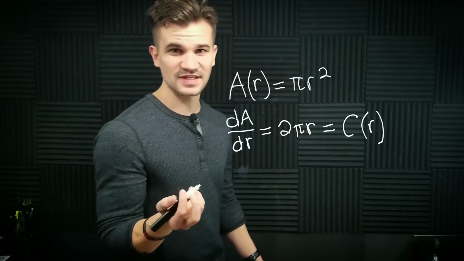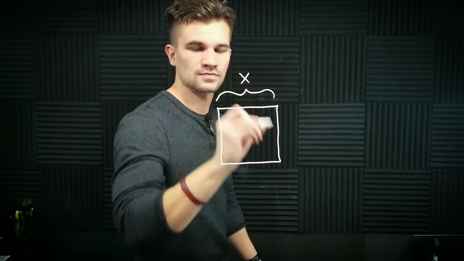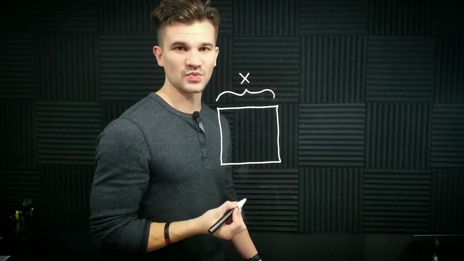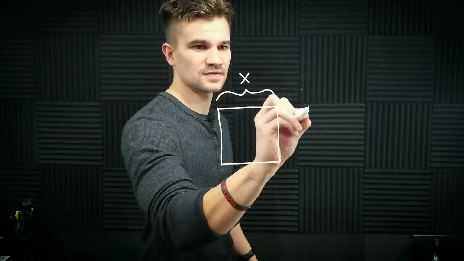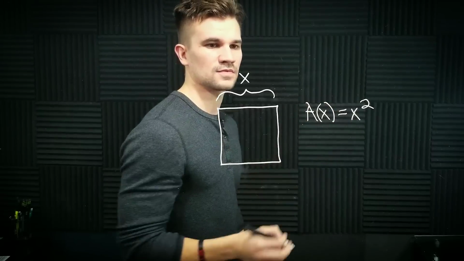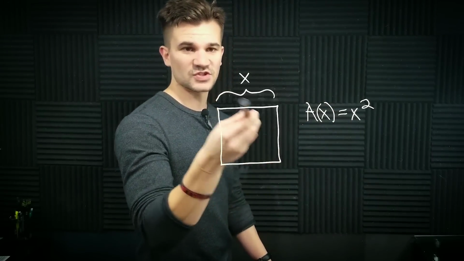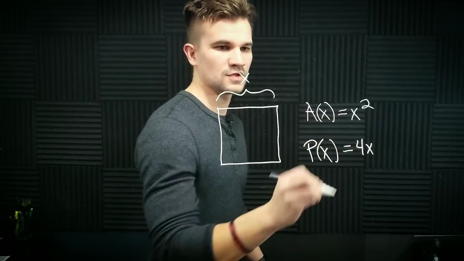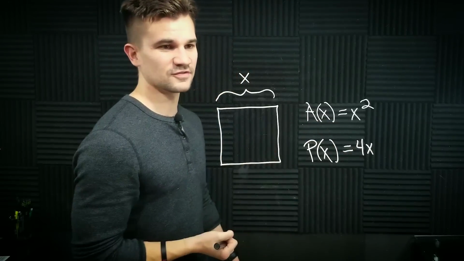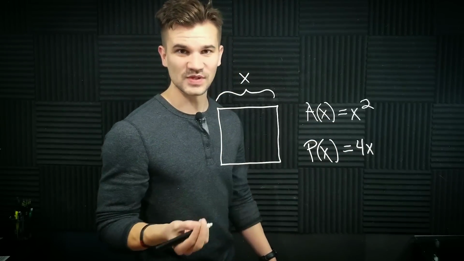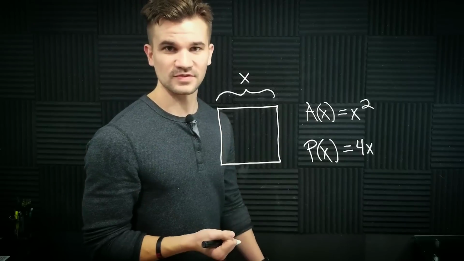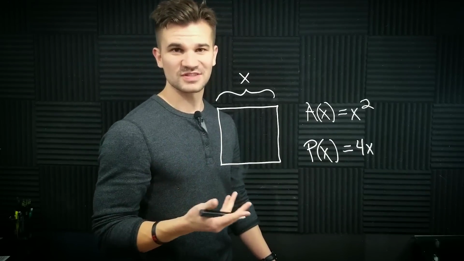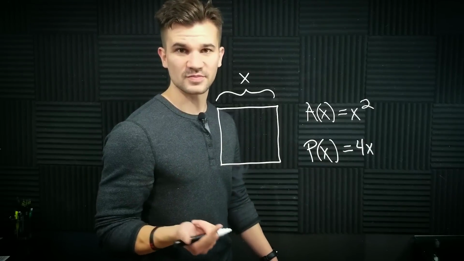For example, if you look at a square with a side length of x, we know that the area of this square is given by x squared. And the perimeter of this square is given by 4x. So clearly, if we take the derivative of the area, we're going to get 2x, which is not the perimeter. So it doesn't look like this relationship is going to hold for other regular polygons.